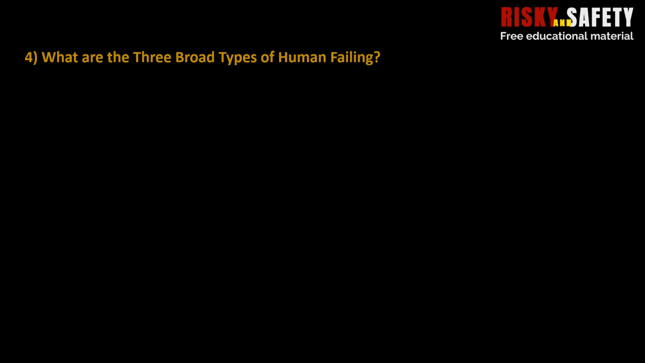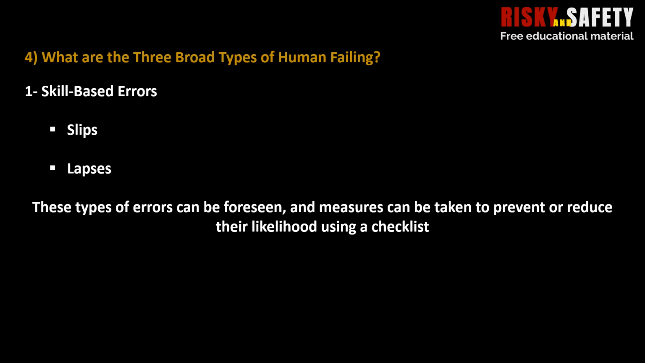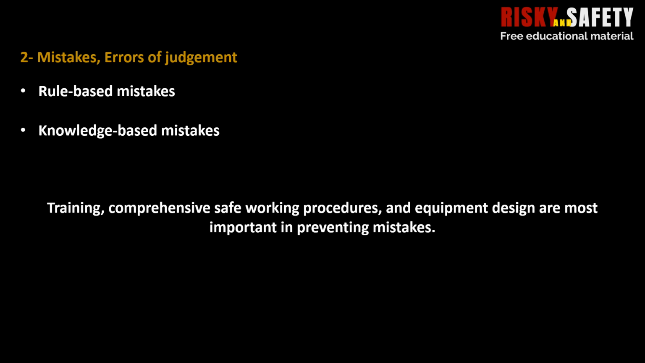What are the 3 broad types of human failing? Skill-based errors, including slips and lapses. These types of errors can be foreseen and measures can be taken to prevent or reduce their likelihood using a checklist. Mistakes, errors of judgment including rule-based mistakes and knowledge-based mistakes. Training, comprehensive safe working procedures and equipment design are most important in preventing mistakes.